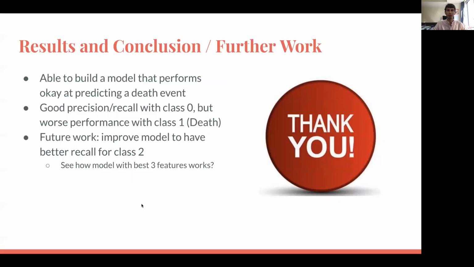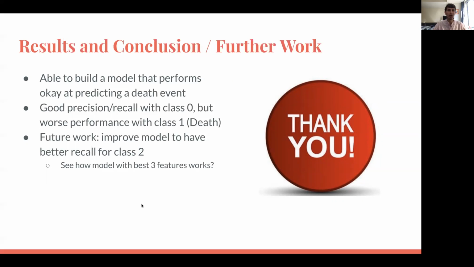So to summarize, I was able to build a model that performs okay at predicting a death event. Its recall wasn't great at 0.61 and definitely has room for improvement. Like I said, we have good precision and recall with class 0, whether or not a patient is censored, but that's not really what we care about in this case. We care more about predicting whether a patient is going to die.